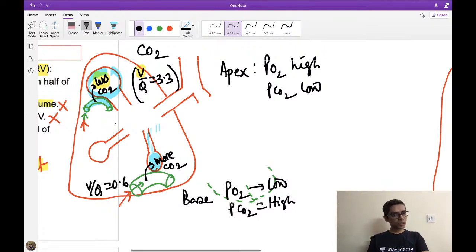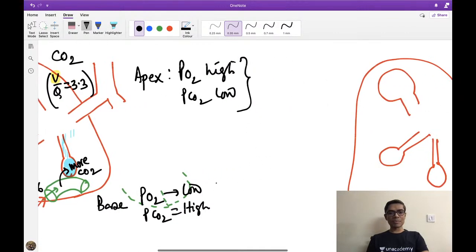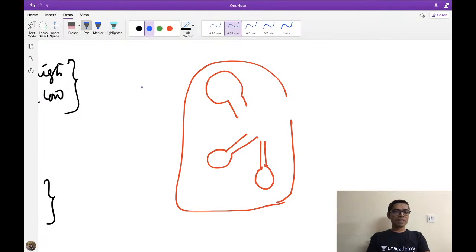Now you got this thing. At the apical alveoli, oxygen is high and carbon dioxide is low. At the basal alveoli, oxygen is low and carbon dioxide is high. Is it okay now? Now you have to understand the second thing.